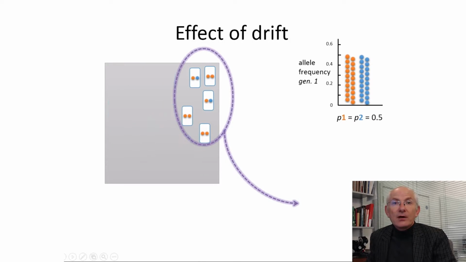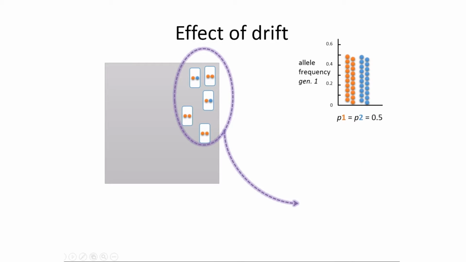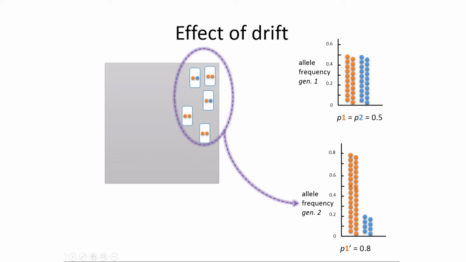So we're going to neglect all the individuals that weren't included in that sampling and simply count up the frequency of alleles in our sample. And by chance, we placed our loop around part of the population, which gives us an allele frequency for allele A1 of 80% in the next generation, compared with 50% in the first generation. If we placed the sample somewhere else, we might have gone in the other direction.